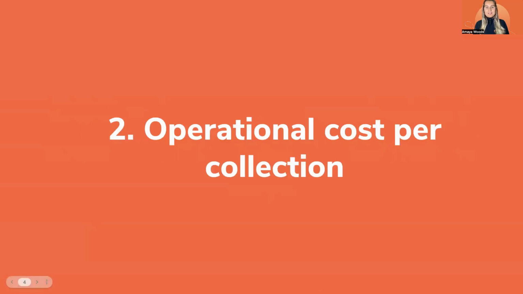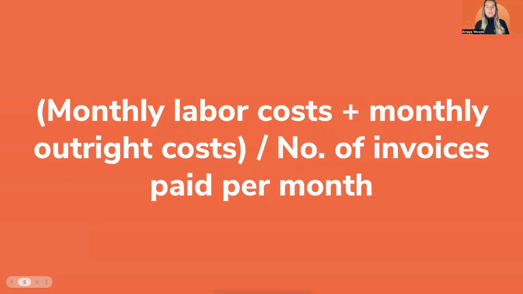Another important KPI to measure is cost to get a single invoice paid, or your operational cost per collection. You can measure this by adding up your total monthly labor costs, so time spent on follow-ups, multiplied by your hourly labor cost, and adding that to your monthly outright costs, which could be your email provider, tracking an invoice software subscription, phone fees for following up on late payments, and costs like that. Then divide this total by the number of invoices paid per month.